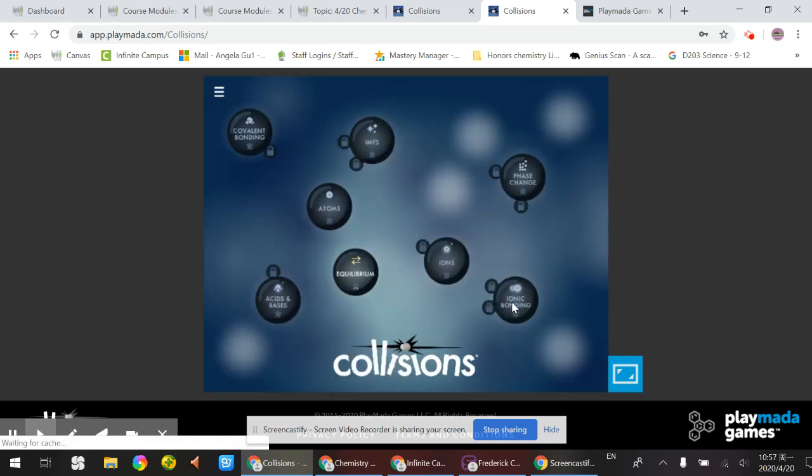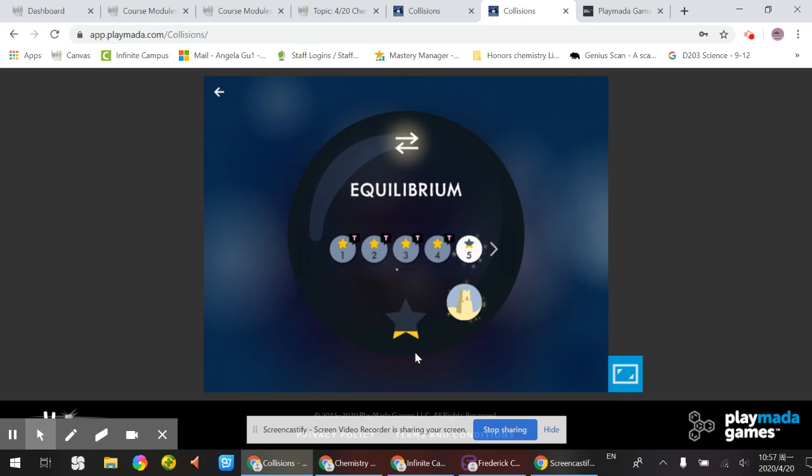All right, once you sign up and once you're in the game, you should see different games in here. So there are covalent bonding, IMFs, atoms, but we are focusing on equilibrium for this unit. So you want to click on equilibrium. In equilibrium, there are many levels of the game. As you can see, later levels are locked until you finish the previous levels.